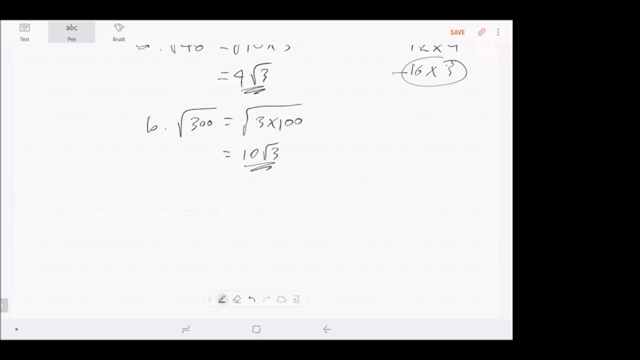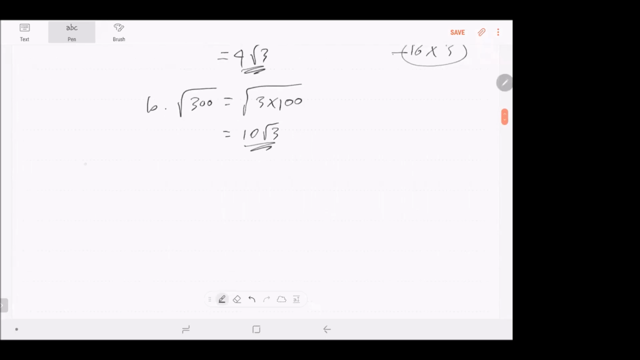Okay, let us continue. The second point: how to add radical expressions, square root expressions. How to add and subtract. Let us consider examples for the case of how to add or how to subtract radical expressions. Let us consider two examples.